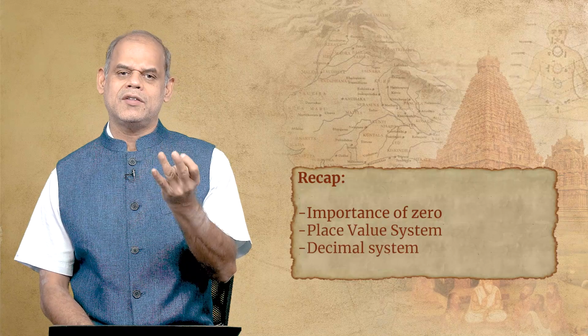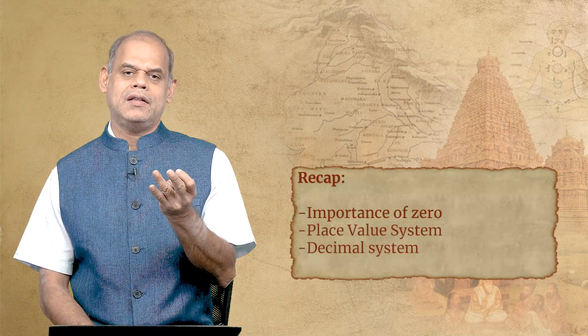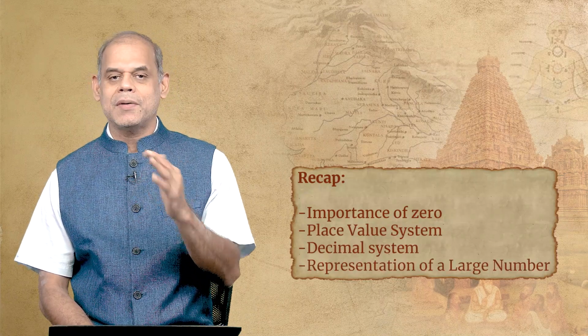So in the previous video, we saw some of the basic elements of how the Indian number system really looked at this whole idea of representing numbers. We saw the importance of zero, we understood the decimal system used by Indians, then number names and large numbers, all that we saw. In this video what we will see is certain unique approaches to actually represent numbers.